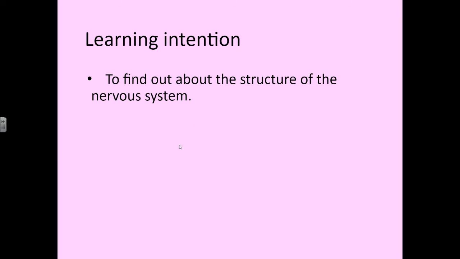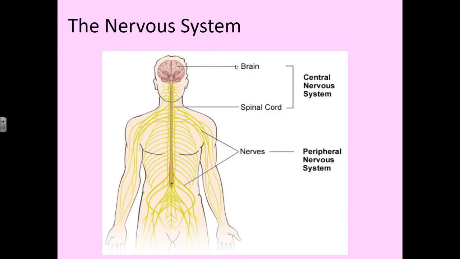In this video, we cover around half of the nervous system topic. The nervous system is composed of two things. We have the central nervous system, which is the brain and spinal cord, and we have the peripheral nervous system, which is controlling everything off the side.